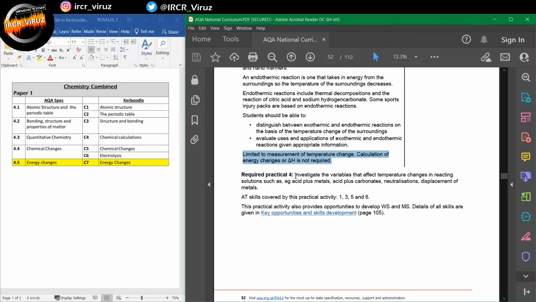Practical: investigate the variables affecting temperature changes in reacting solutions, such as acid plus metals, acid plus carbonates, and neutralisation, and displacement reactions of metals. So again, if it's a required practical, your question might be about any of these.